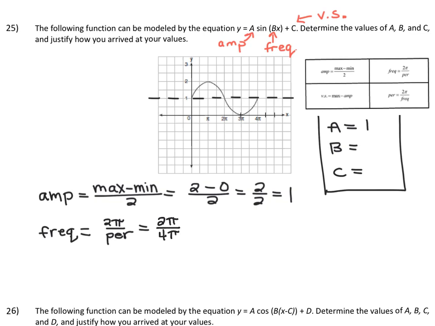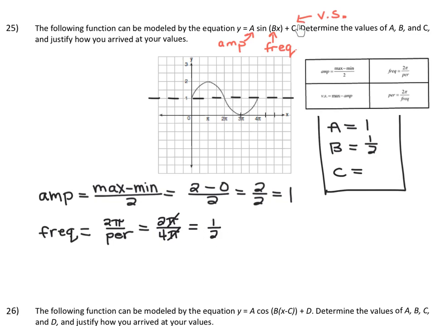So what we have to do is simplify this. The pi on top will cancel with the pi on the bottom, and 2 over 4 simplifies to 1/2. So the frequency is 1/2. And if you want to think about what frequency means, frequency is the number of complete cycles between 0 and 2 pi. Isn't this just half of a sine cycle between 0 and 2 pi? So that's why the frequency is 1/2.